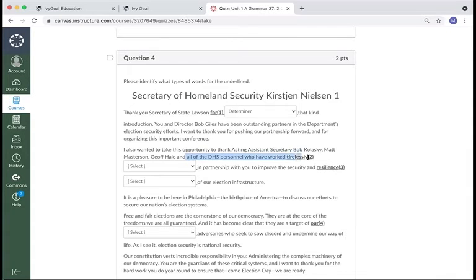Okay, Jeremy, I'm going to have you please read this sentence here. Just start with that: all of the DHS personnel who have worked tirelessly in partnership with you to improve the security and resilience of our election infrastructure. Okay, good. So we're trying to figure out what these words are. Even if you don't know what the whole sentence means, you might be able to guess based on the grammatical structure, right? So oftentimes adverbs are going to end in -ly. And we know that because we're saying how that person worked. Worked is a verb, and tirelessly describes the verb. So we're going to say adverb for that.